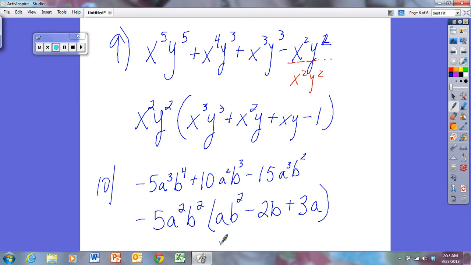And then I have plus 3a. Watch that again and make sure you understand, because remember, when I distribute, I have to get these numbers back. So negative 5 times 1 will give me negative 5. Negative 5 times negative 2 will give me plus 10. Negative 5 times positive 3 will give me negative 15.